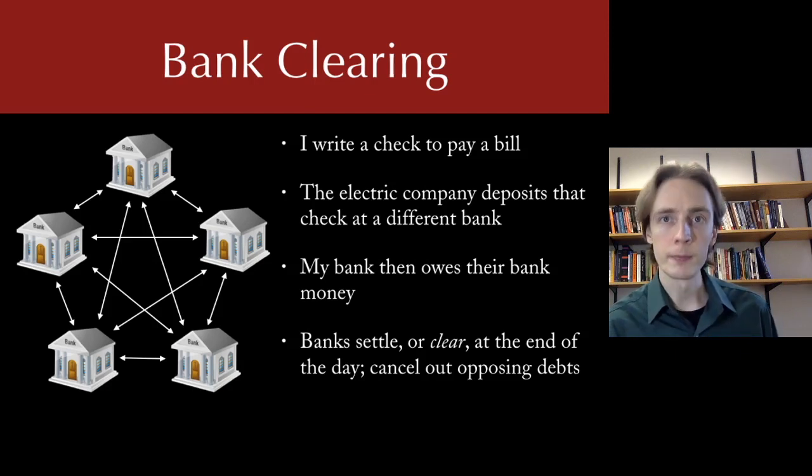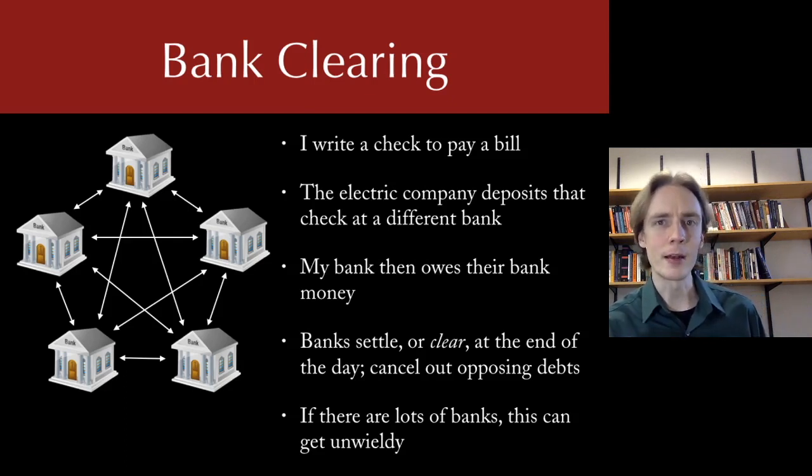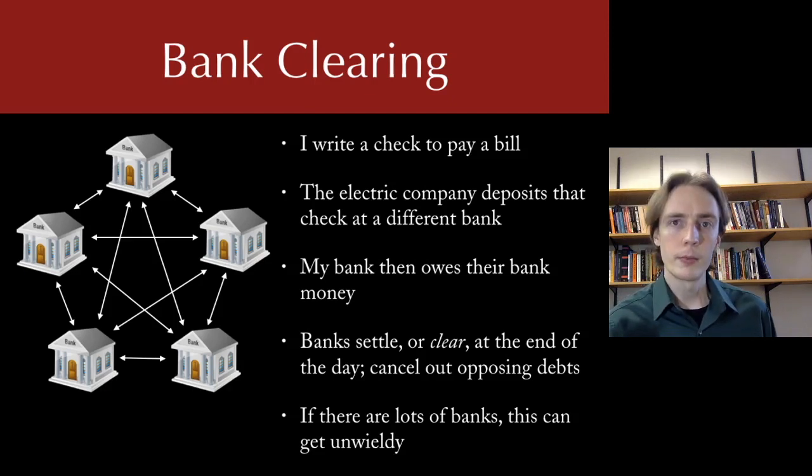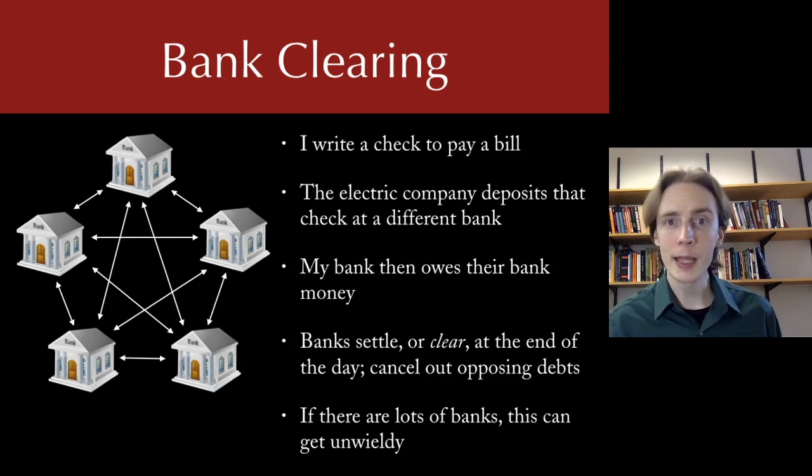Now the problem with clearing is that if there's lots of banks, this can get kind of unwieldy. Right? You'll notice that the 5 banks here have lots of arrows between them. Right? Bank A's got to settle with Bank B and Bank C and Bank D and as many banks as there are. And that's a lot of transactions to manage at the end of the day. Right? If I write a check to somebody in California, there's going to have to be some kind of clearing transaction between my bank and this Californian bank. Right? And especially if you're in a global network, right? That's a lot of banks that every single bank has to deal with.